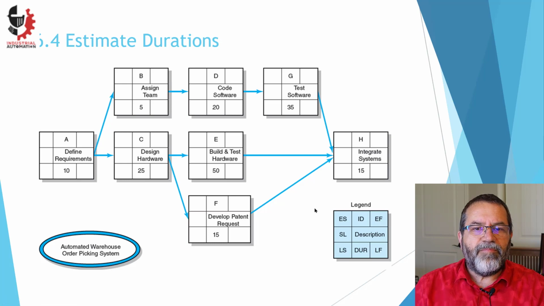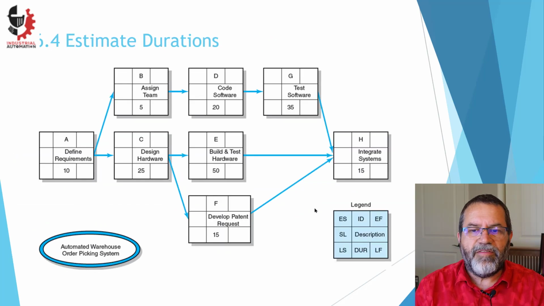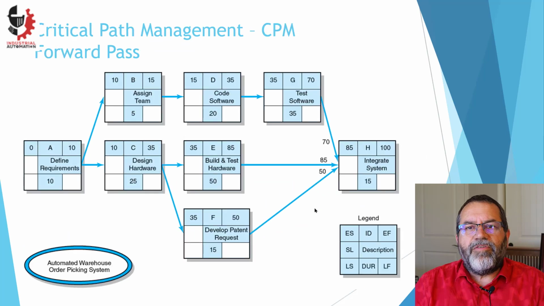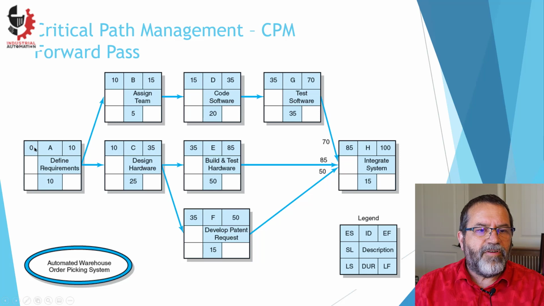That's the first step, or second step, in laying out the network diagram. First we just do the relationships, then we add in the durations. Now we're going to do what's called a forward pass. Task A starts on day 0, and it takes 10 days. So the earliest that that task can finish is on day 10.